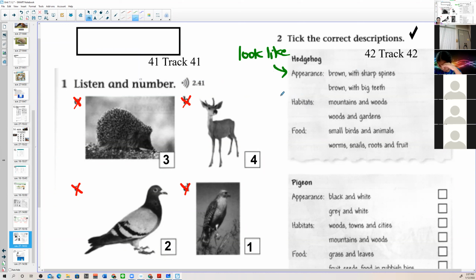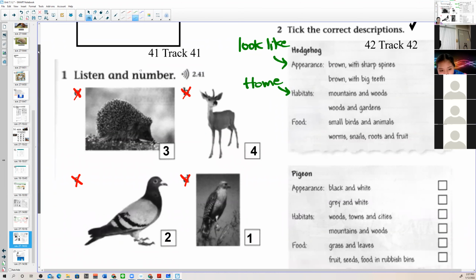Habitats, do you know what that means? That's where the animals live, right? It's their home. And food is what they eat. Okay, also the pigeon. You will have to listen to the hedgehog and the pigeon. All right, ready? And you have to choose, right? The first one is already ticked for you. It says appearance of the hedgehog: it's brown with sharp spines, right? The sharp thingy, they call it sharp spines. Now, please listen carefully.